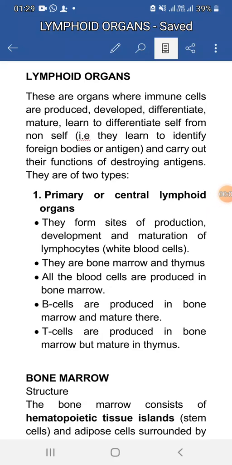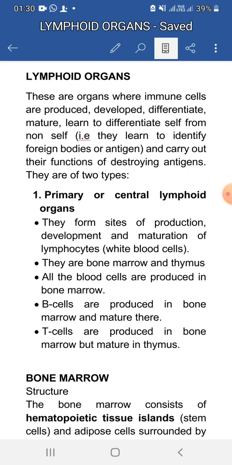Welcome. Today we are going to look at the lymphoid organs. These are the organs where immune cells are produced, they develop, and these cells learn to differentiate self from non-self, i.e., they learn to identify foreign bodies which they are supposed to destroy. We'll be looking at the structure and function of these lymphoid organs.